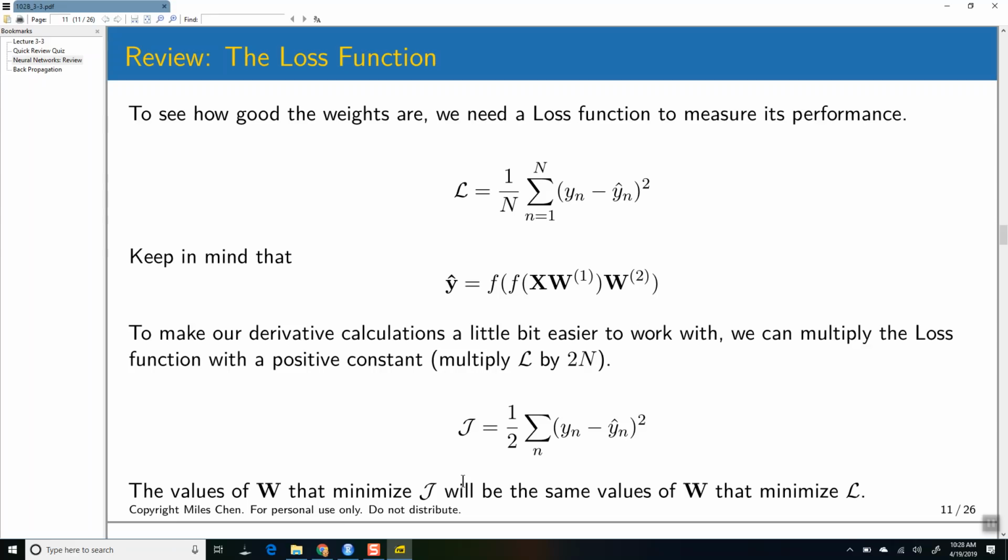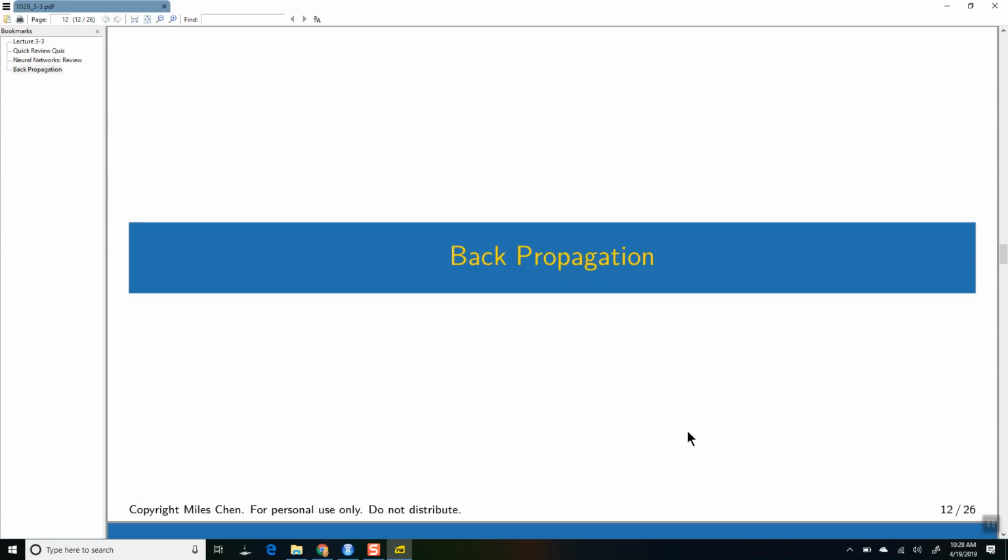And then because we're just multiplying by a positive constant, the value that minimizes this function, that minimizes J, is going to be the same value that minimizes L. So we're just going to be looking at this function J, which is pretty much our loss function, just multiplied by a constant, and then we'll take the gradient with respect to that, okay?